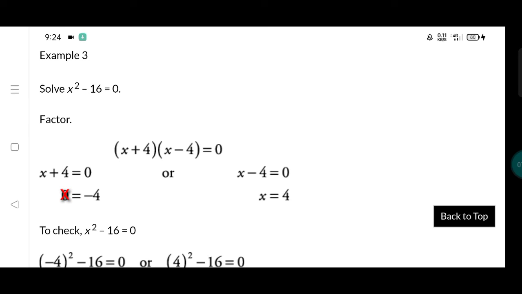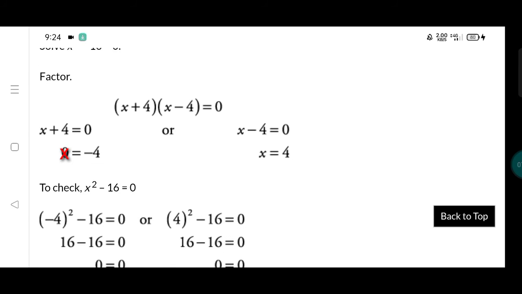So x is equal to -4. This is x, guys, not 0. So x is equal to -4. And also we have x minus 4 is 0, so x equal to 4.